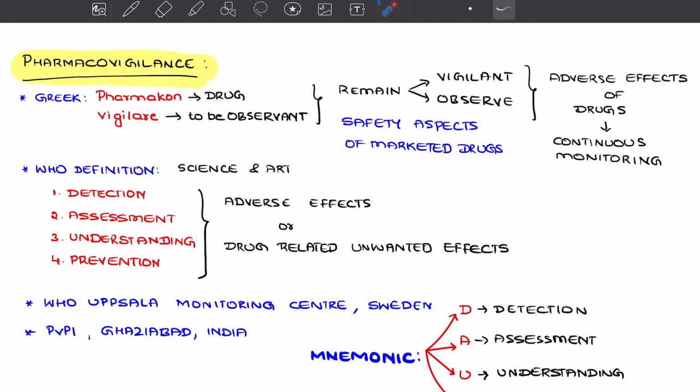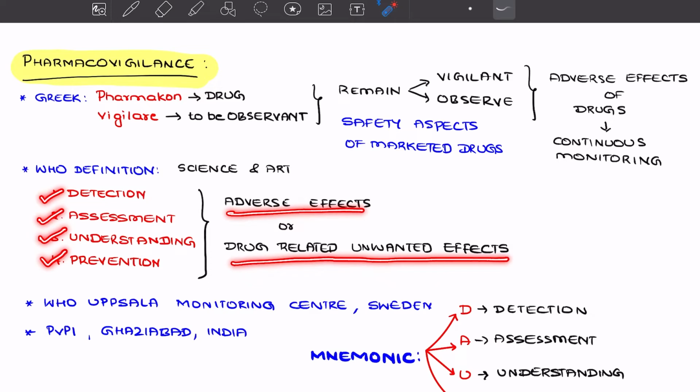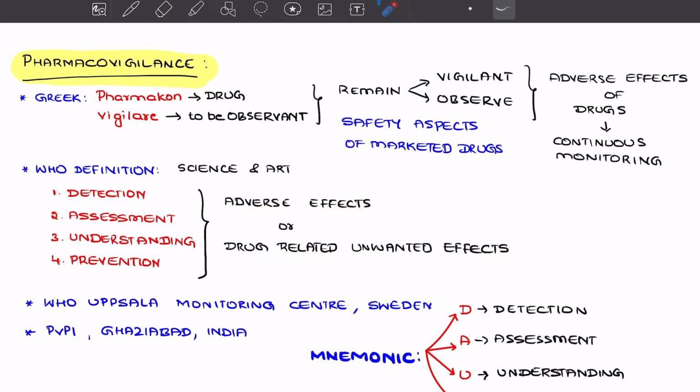What is the definition of the World Health Organization regarding pharmacovigilance? The World Health Organization defines pharmacovigilance as a science and art which deals with the detection, assessment, understanding, and prevention of adverse effects or drug-related unwanted effects. Please remember, the WHO definition of pharmacovigilance has to be written in your exams whenever they ask for the definition of pharmacovigilance.